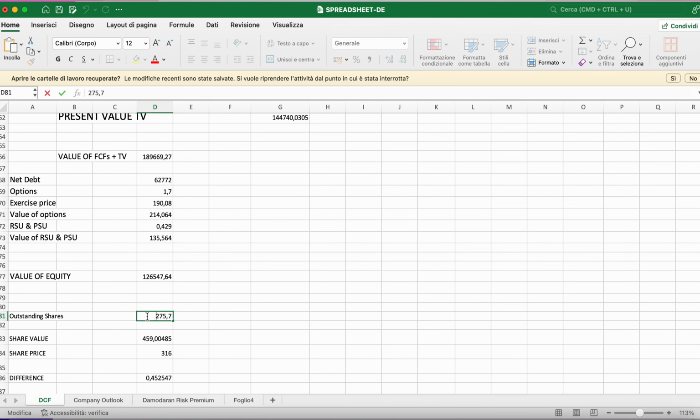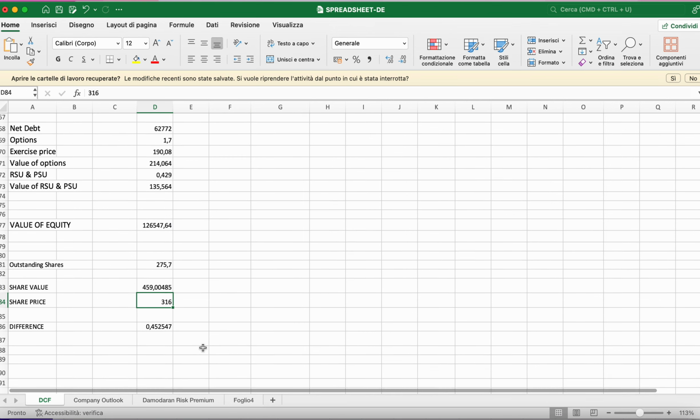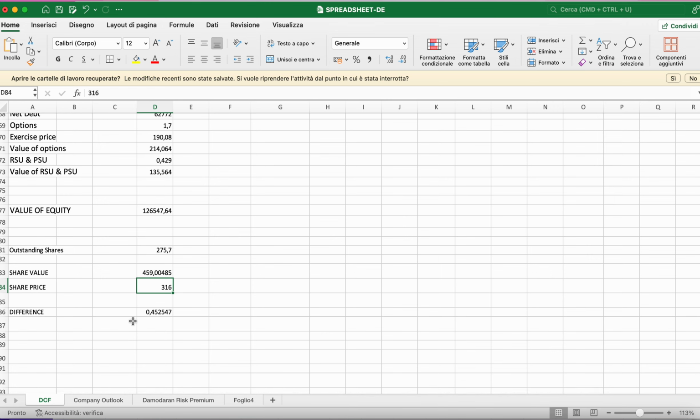Then I divide it by the outstanding shares, and I come up with this figure that is around 40% higher compared to the current share price, which is pretty good. It would make it a buy. I'm conservative, so I would have, let's say, a margin of safety of around 15-20%.